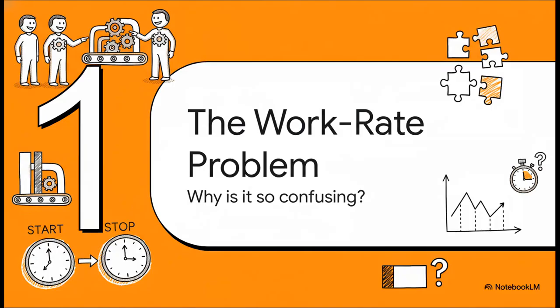Let's do it. All right, so first things first, what is the work rate problem? Well, it's usually got a few people, or maybe some machines, all working away at different speeds. The question is almost always, how long will it take them to finish a job together? Or maybe what part of the work did one person do? And man, it gets really messy when they start and stop at different times.